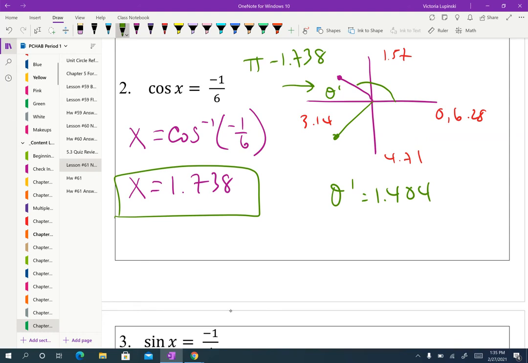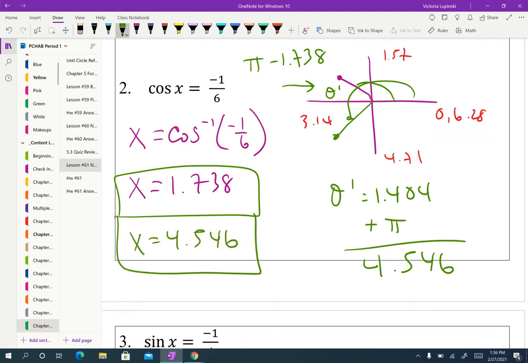If you now want to find this third quadrant angle, you have to add it to the closest x-axis, which is pi. And if you go ahead and do pi plus 1.404, you're going to get your second answer of 4.546. I'll go ahead and write that over here so everything is next to each other. And again, this is my answer in quadrant 2. This is my answer in quadrant 3.